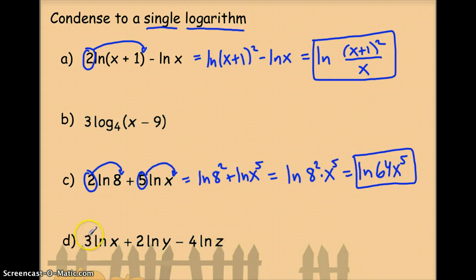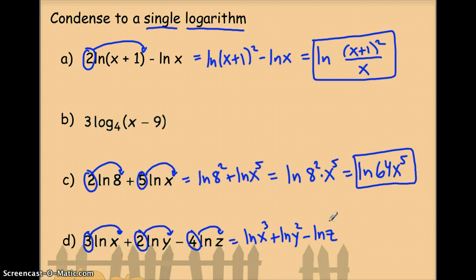And then in part D, same sort of thing, bring all these numbers up as exponents. So we'll have natural log of x to the 3rd plus natural log of y squared minus natural log of z to the 4th. And then just remember, addition condenses into multiplication, subtraction condenses into division. And I'm only going to have natural log written once. So then I have x to the 3rd times y squared divided by z to the 4th.